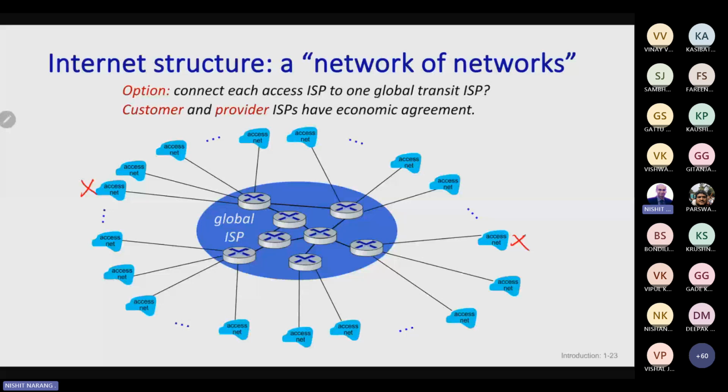How many connections do I need in this kind of a topology? Order of n, where n is the number of access networks. So from order n square, I have come down to order n. Correct? And this is a more sustainable network model.